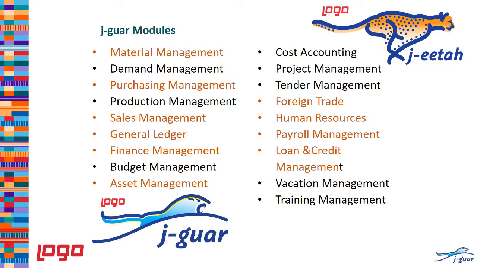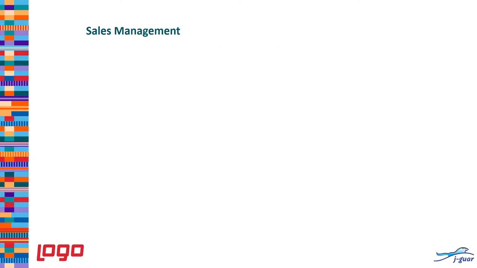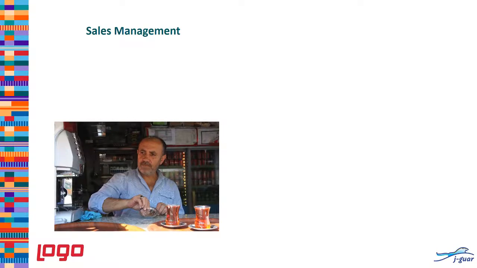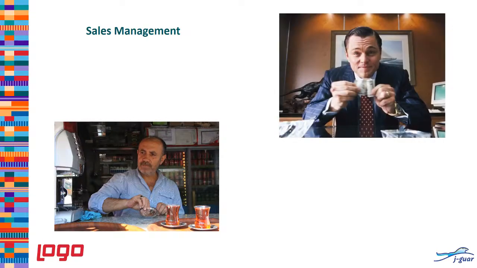Now, moving on, as you know, everything starts with sales, and as a salesperson, I would like to start from the sales management module itself. Now, no matter what you sell, a salesman is a salesman. So it starts from a tea selling in a very small bakkal, in a very small shop. It can go all the way down to stocks selling. It is all about selling.